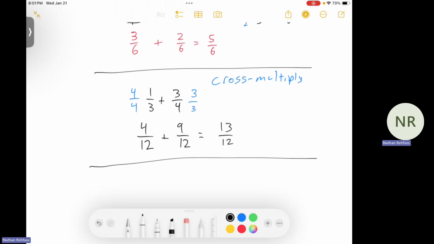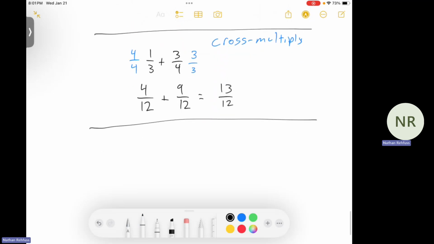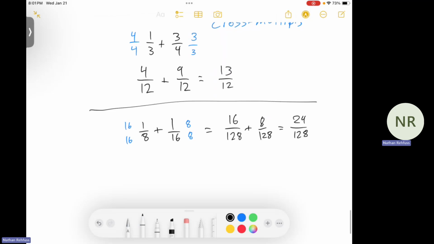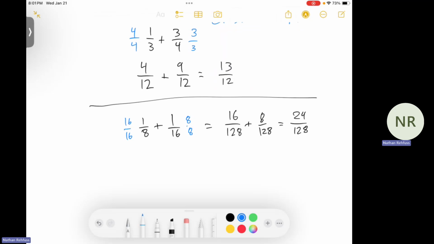Sometimes cross-multiplying is not the most efficient way to get the answer. If I had to do 1/8 plus 1/16, I don't want to put 16s on the left and 8s on the right, because that's going to make 16 128ths plus 8 128ths, which is 24 128ths. And now I need to make a factor tree and reduce this fraction. That's not the most efficient way to get the answer.